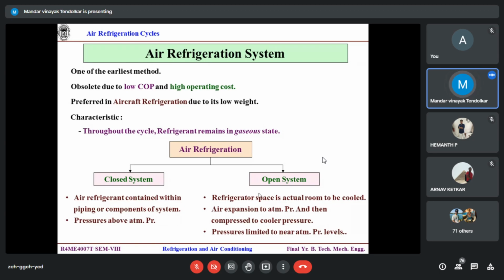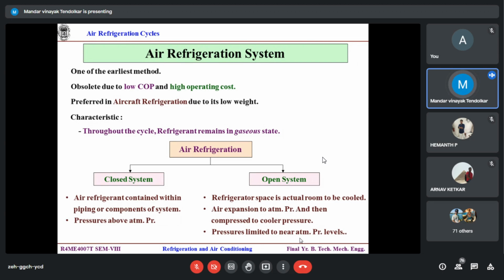Here there is a restriction in the open system. Your pressure value is always limited to near atmospheric pressure, since it is open to the atmosphere. So naturally compression starts from atmospheric pressure and expansion ends at atmospheric pressure.